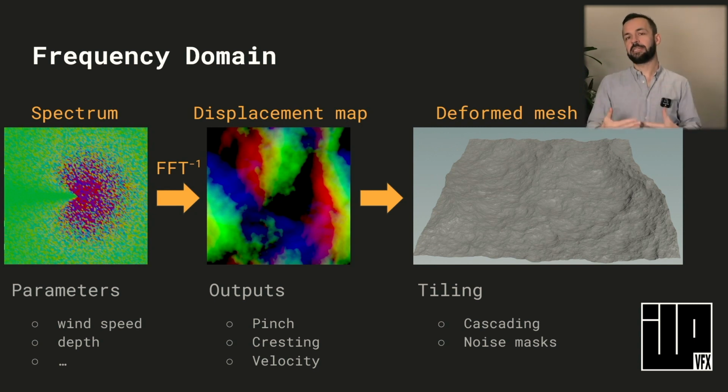These displacement maps are tileable, given the periodic nature of the Fourier transforms. So even though we can tile them to sample them everywhere in space, it's common to use some tricks like cascading or noise masking so that we can avoid this repetition, because as the camera zooms out, it'll become very obvious and it's very annoying for the eye to see these patterns.